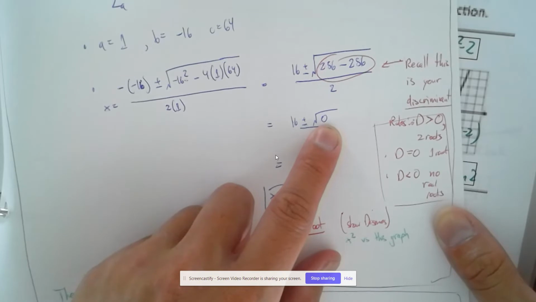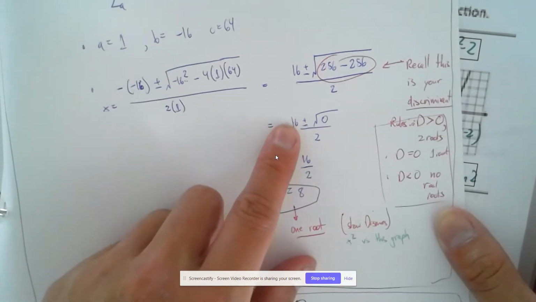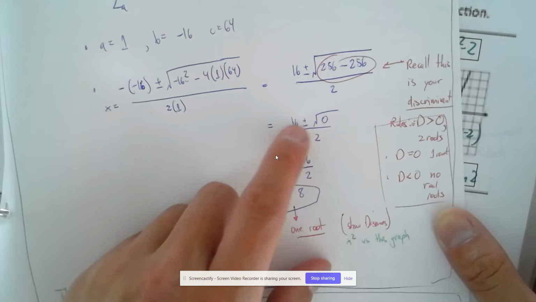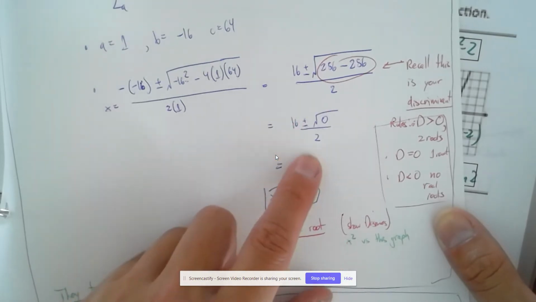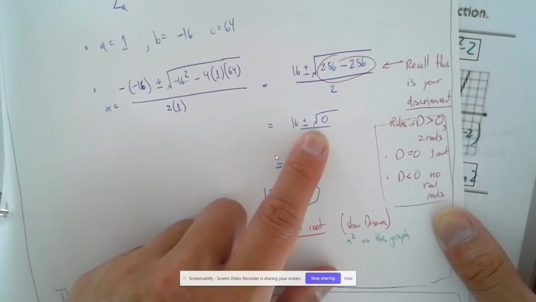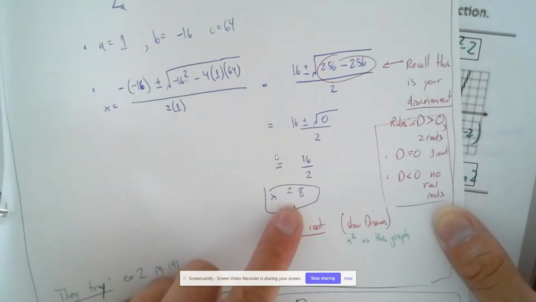If your number was positive and greater than 0, you would have 16 plus or minus a positive number. Let's just say it's the square root of 4, and you end up getting 2. It's 16 plus 2 and 16 minus 2, divided by 2. But in this case, you have 16 plus or minus the square root of 0, which is just going to be 0 anyways. Plus or minus 0, it's only going to get you one answer, which is this.